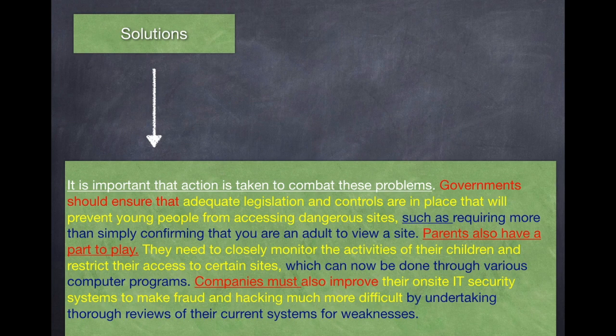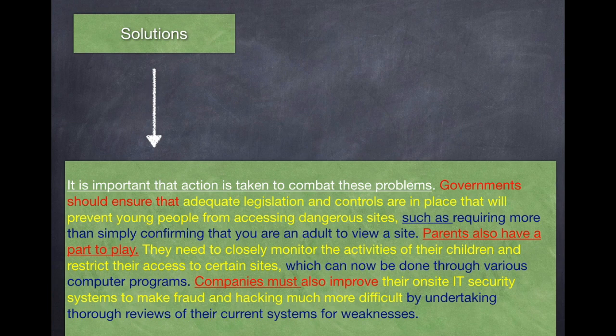Therefore, we can notice that the first one goes to the government, and the government needs adequate legislation and controls in place. So we notice that the first method goes to legislation or laws. So what kind of laws do we need in this section? We can see that "such as" also serves a similar role like explanation or examples, right? Like requiring more than simply confirming that you are an adult to see the site.